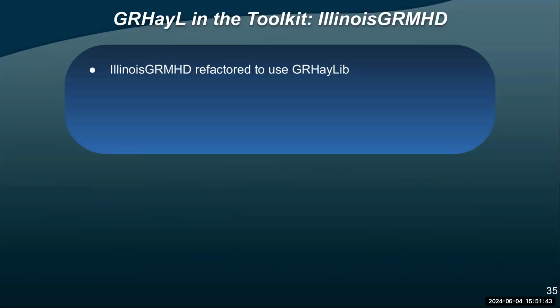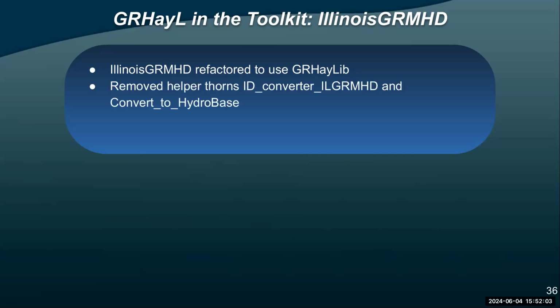Now I'm going to go through thorns in the toolkit that actually use GRHayL. So IllinoisGRMHD. The 2311 release is still the old version, but the current release that's upcoming should include the new GRHayL-based IllinoisGRMHD. And so this thorn has been refactored to use GRHayLib. And these helper thorns are now deprecated because they basically contain a single function that's needed for IllinoisGRMHD to work, and only work for IllinoisGRMHD. So there's really no need to have separate thorns just to do that. So we combined all these together while reworking everything.